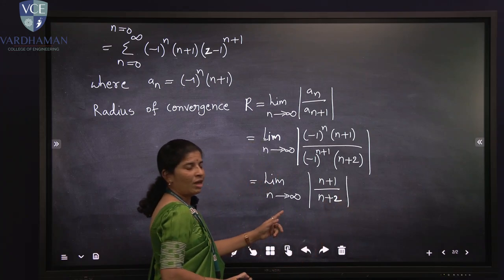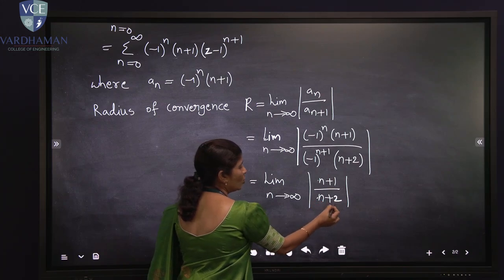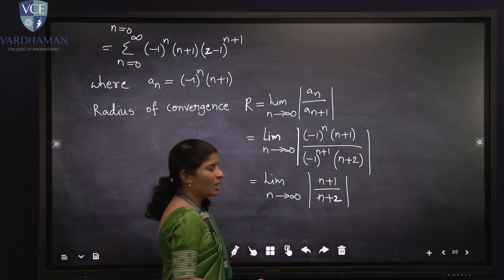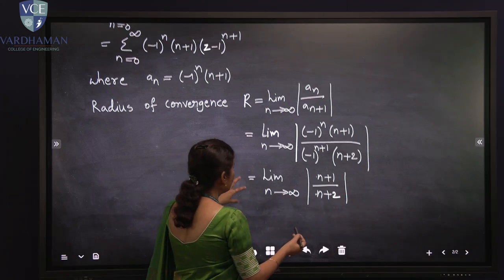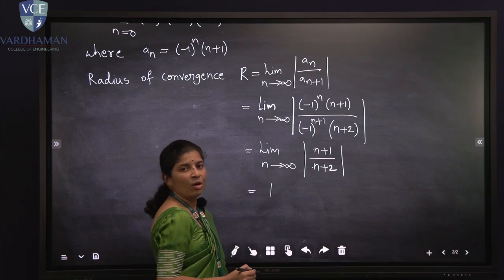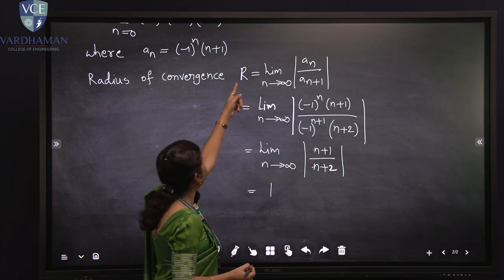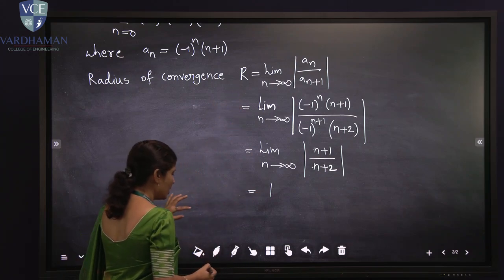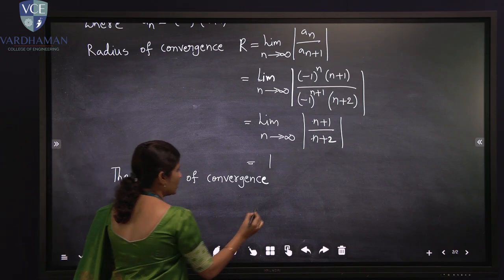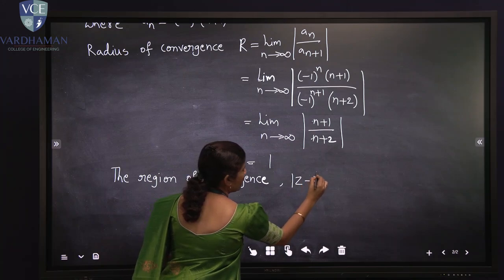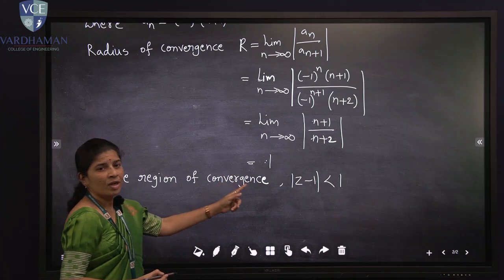Now we want to evaluate this limit. If we take n common in the numerator, 1 by n, and n common in the denominator, 2 by n, 1 by n means here we have n value infinity, that is 1 by infinity, we will get 0. Here we replace, we will find the value of the limit is 1, and this is the r value, that is the radius of convergence. Now I will write the region of convergence. The region of convergence is modulus of z minus 1, already given, less than 1, and this is the region of convergence.